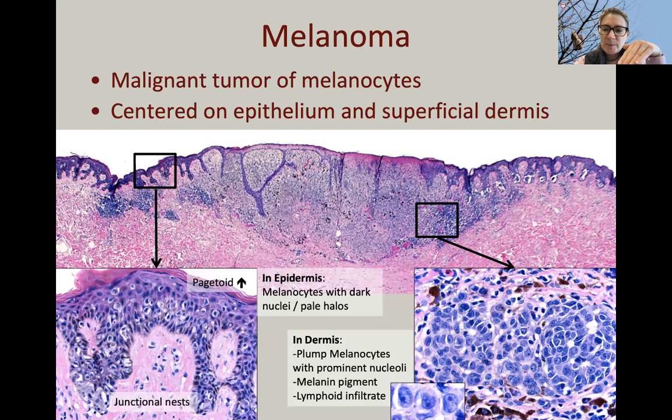Once it invades beyond the basement membrane of the epithelium, that turns into an invasive melanoma. These tend to be very plump with large nuclei and prominent nucleoli. And again, as we saw in the previous, sometimes you can actually see melanin pigment.